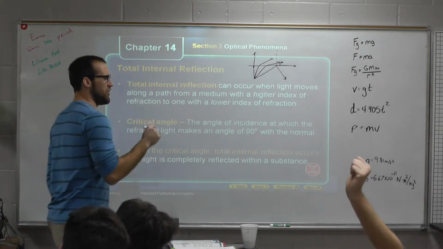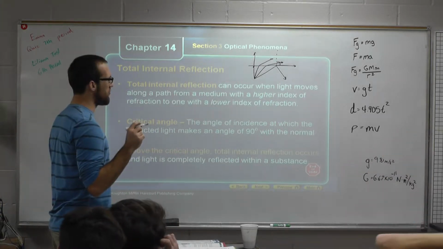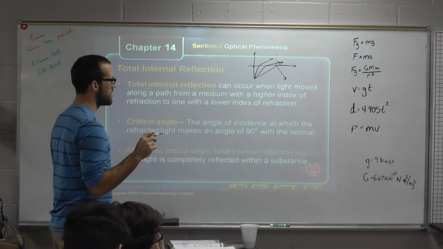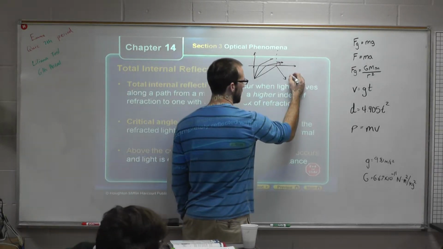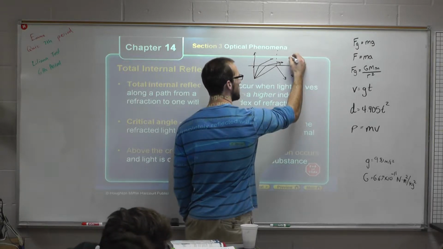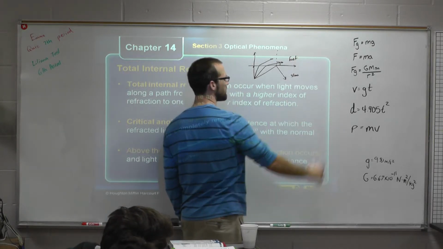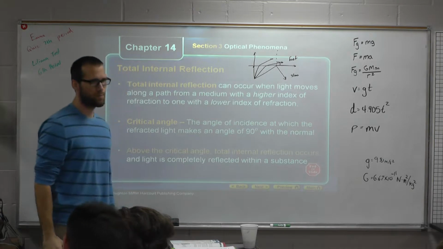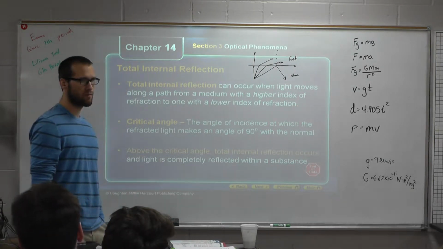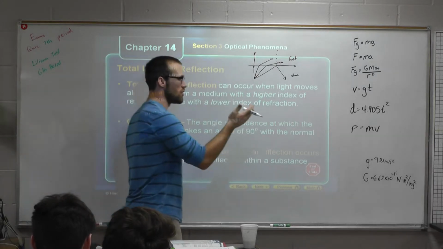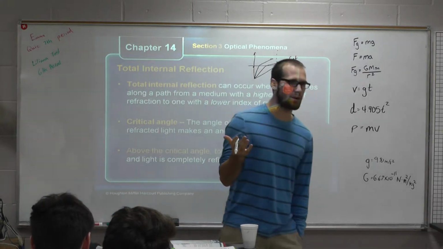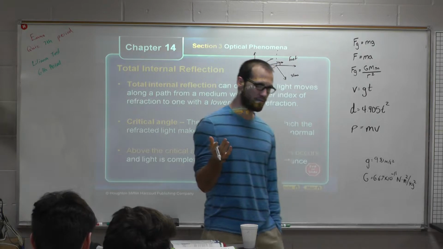So there's a couple of things that need to be true for this to happen. Okay? First off, you've got to be going from a medium where it's moving slow to a medium where it's moving fast. Why? Because it's refracting away from the normal. It has to be going away from the normal, right? Because if you were going toward the normal, you would never have this. This wouldn't even be a possibility. Does that make sense? Okay?